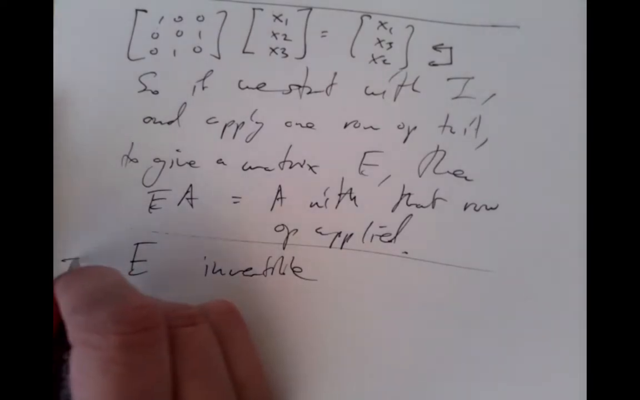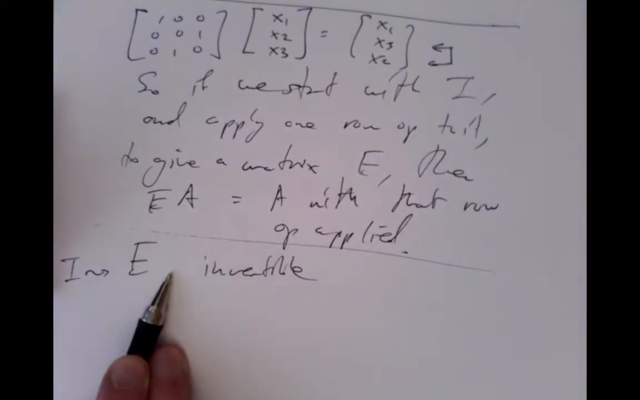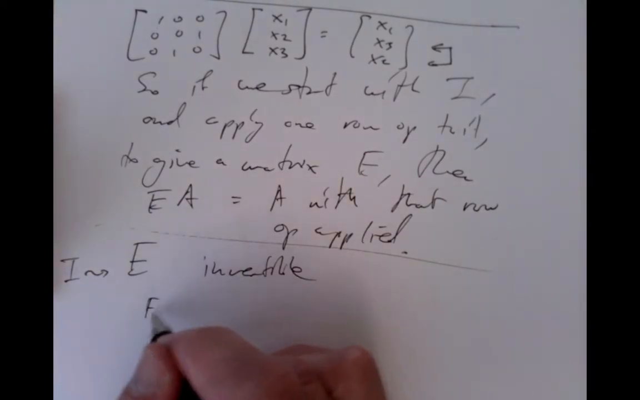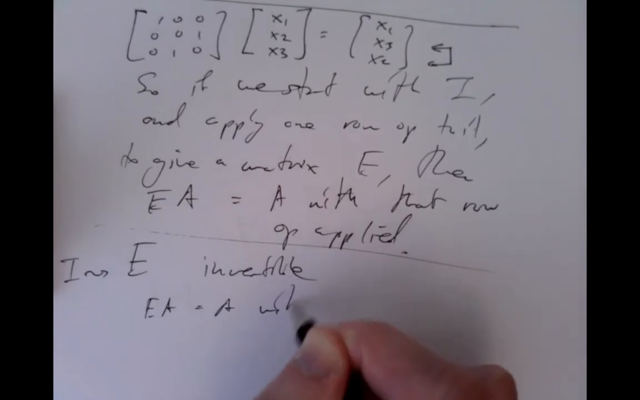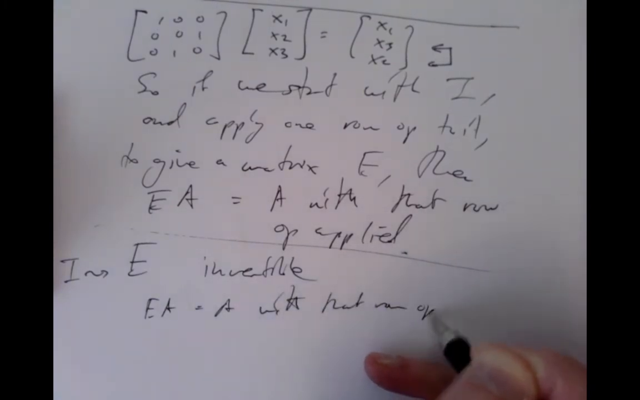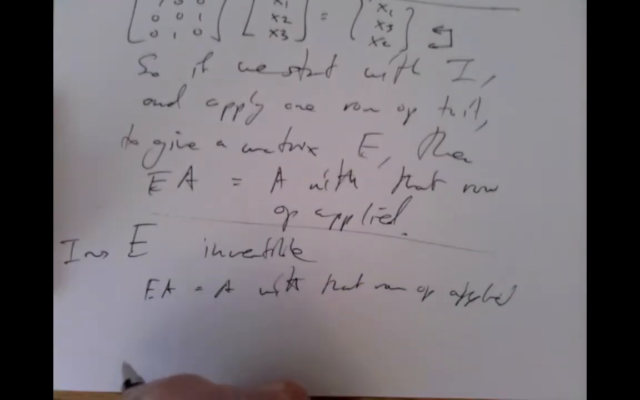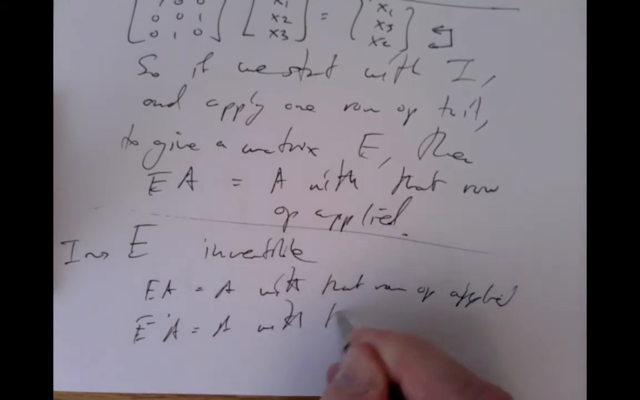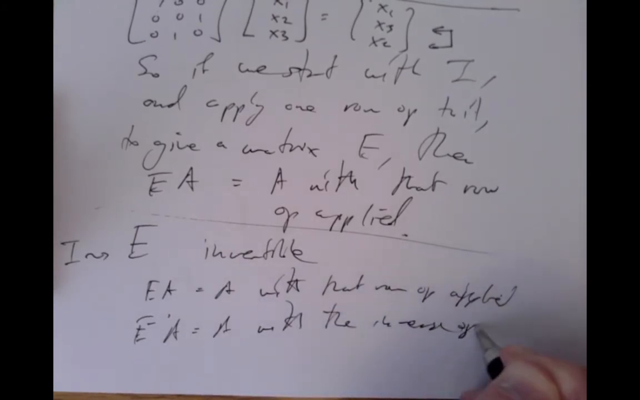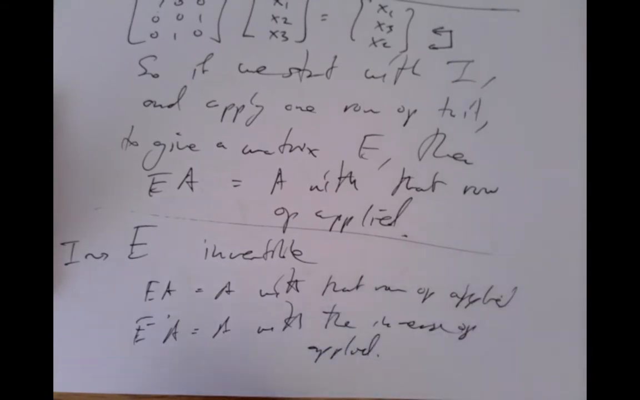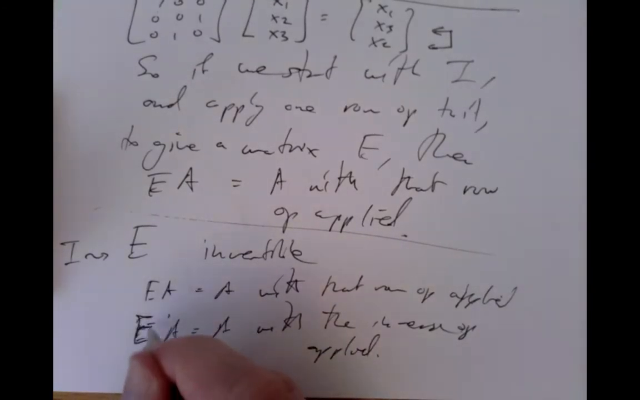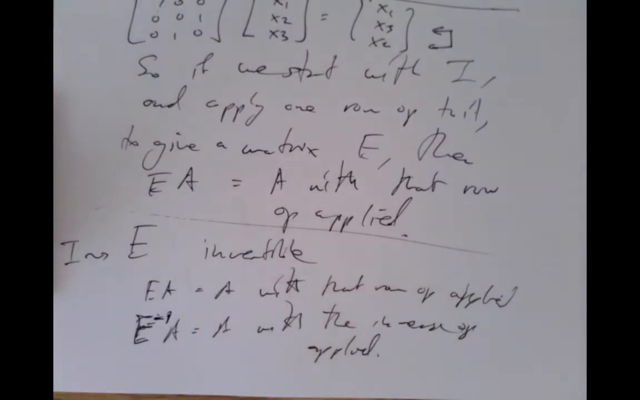So we start with the identity matrix, we apply one row operation to it, we get a matrix we call E. That's always invertible. And EA is A with that row operation applied. And so, therefore, E inverse A must be A with the inverse operation applied. Okay, so that's the result of hitting the thing backwards with an E inverse. You invert E by starting with the identity and doing the inverse row operation to get E inverse, and that's what E inverse does to a matrix A.